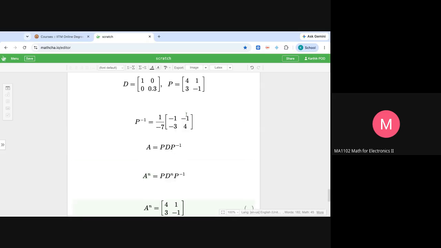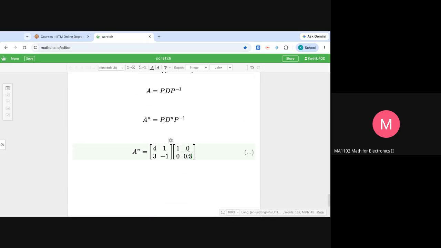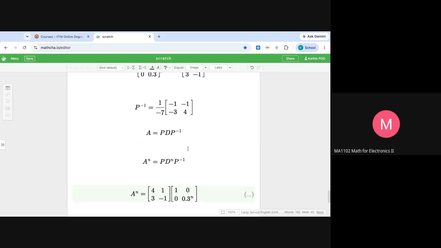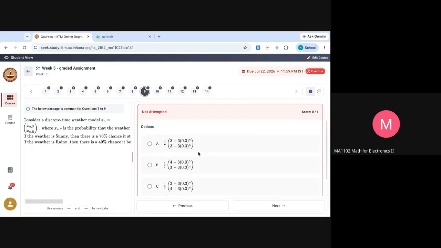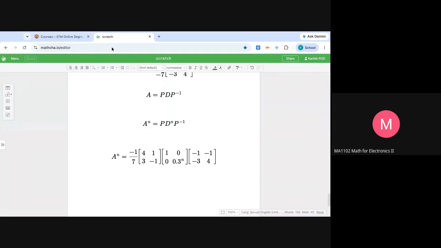D power n is this one, so this is 1 power n and 0.3 power n. And P inverse is this whole thing, so minus 1 by 7. Maybe I'll just move the minus 1 by 7 alone to the beginning. What we see in the answer is they have multiplied the three together. That's what we need to do now.